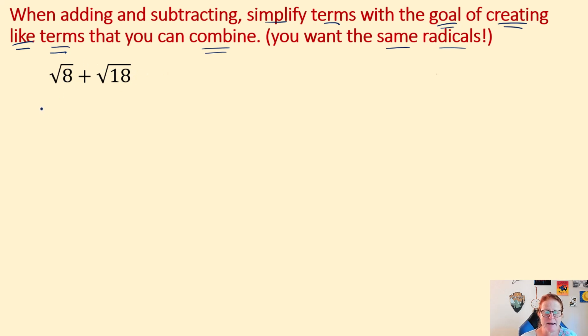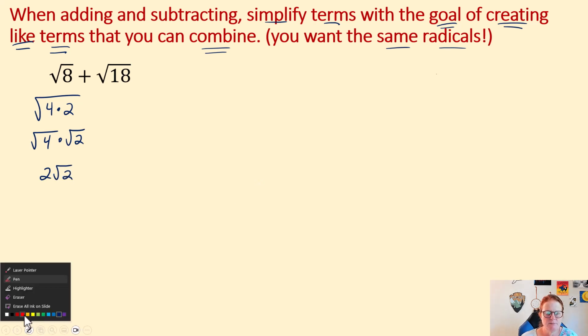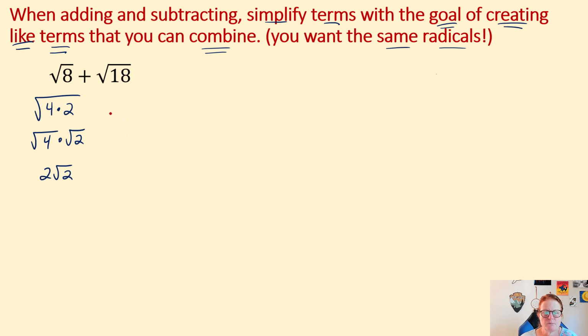Well, the square root of 8 is 4 times 2. So I'm going to get 4 times square root of 2. I get 2 square root of 2. The square root of 18 is 9 times 2. So the perfect square is 9. So I'm going to get 3 square root of 2, right? Take out the square root of 9.